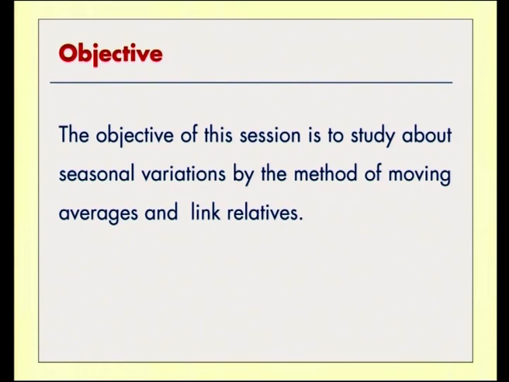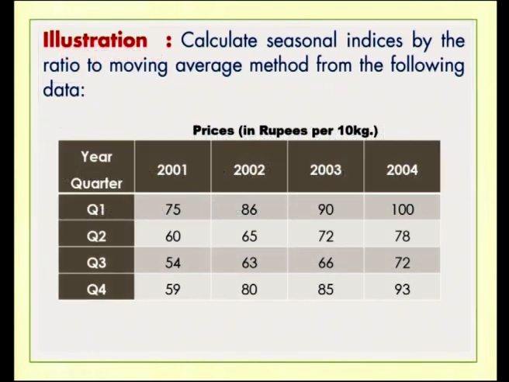In continuation with the discussion of one of the components of time series, that is seasonal variations, we have discussed various methods. In this session we are going to study seasonal variations by the method of moving averages and link relatives. We will work out computing the seasonal index by the method of moving averages, where original data is given in terms of quarters.